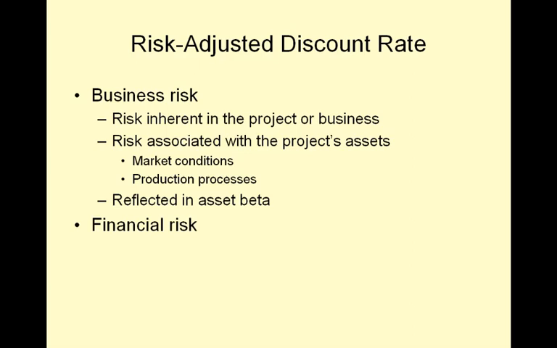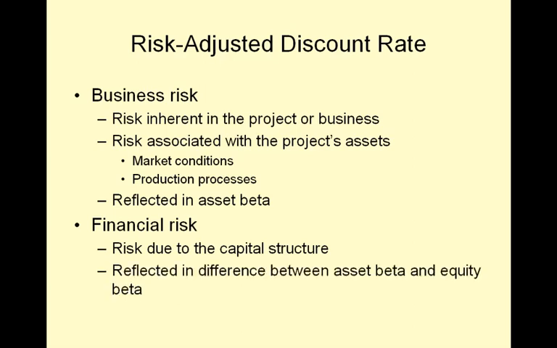Financial risk is the risk due to the capital structure of the project or the firm as a whole. Recall that capital structure is defined by the percentage of assets supported by debt and the percentage of assets supported by equity. Financial risk is reflected in the difference between asset beta and equity beta. In general, financial risk will be higher the higher is the debt financing ratio for the project or the business. That is to say, financial risk is higher if the firm has more debt financing.